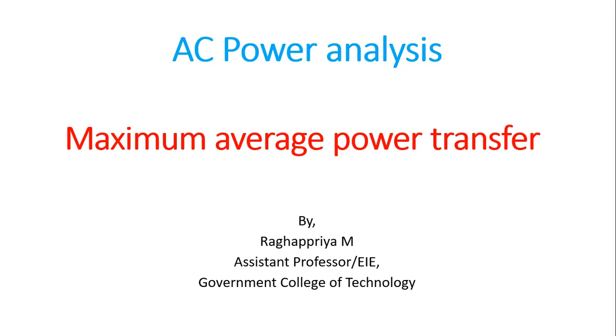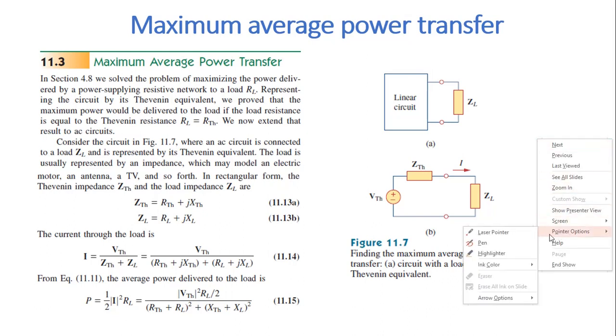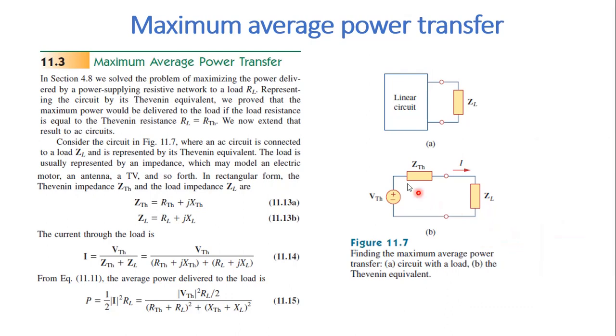So in this lecture we are going to discuss the topic maximum average power transfer. So in DC circuits we have studied a concept of maximum power transfer theorem. That theorem is about the condition when maximum power will get transferred from source to load.